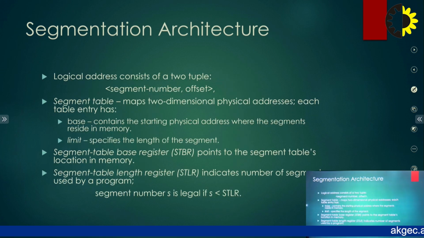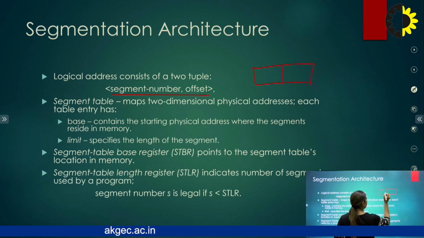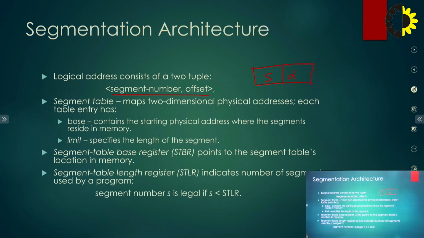Now, segmentation architecture: the logical address will consist of two parts, segment number and offset. Like in the logical address in paging, what was there? P and D. Here it is S and D, segment number and D. The segment table maps to two-dimensional physical addresses. Each table has an entry. For the page table, we had only one entry, which told the frame number. Now it will have two entries. It will tell the base, meaning the starting address where that particular segment starts, and it will tell us the limit, meaning the length of that particular segment. So we will add that limit and calculate the ending address.